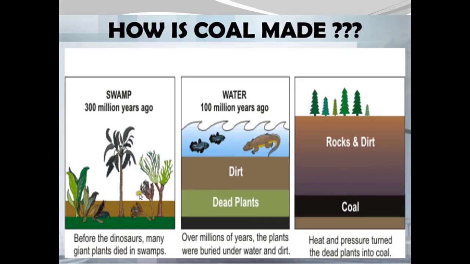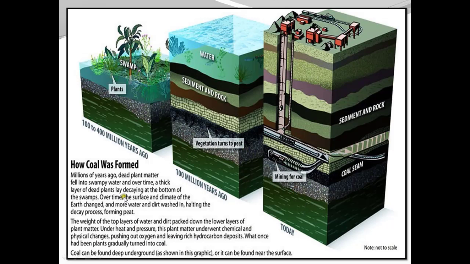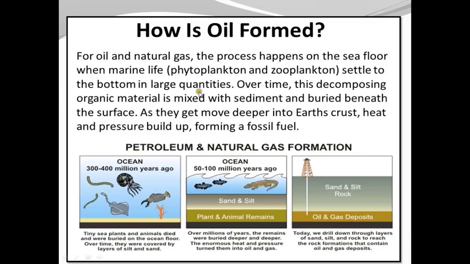So these are the different ways by which the formation of coal happens. As I told you, 300 million years ago, the dead plants and animals, the dead plant material, builds up in swamps and over time forms a layer of peat. So here we can see this. Also we can see here the coal, as well as the oil, and how it forms.